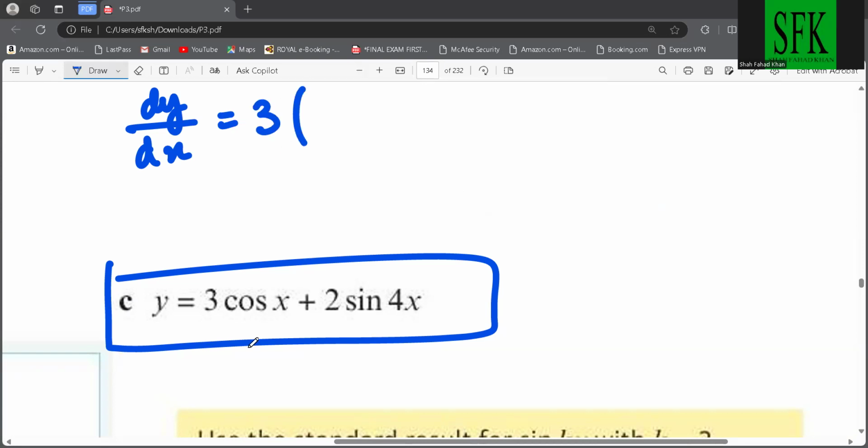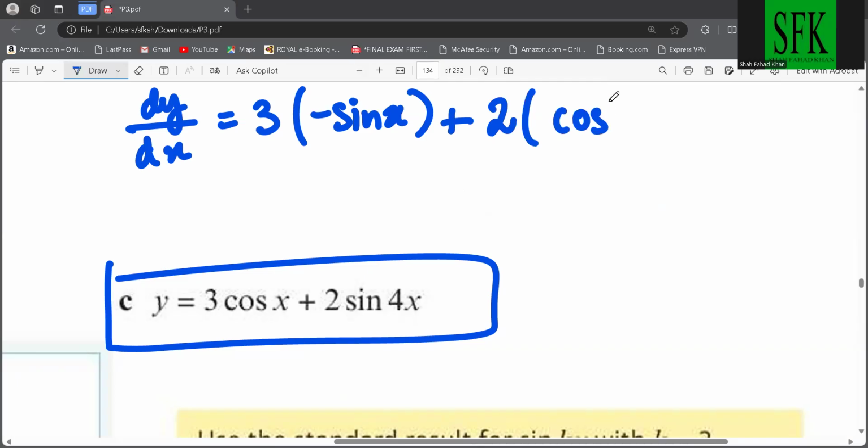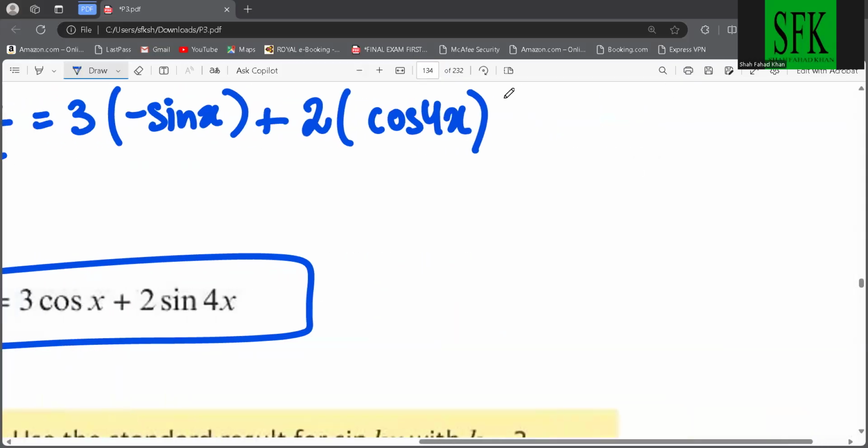But at the same time, what to do with the cos? So cos x, the differential of cos is negative sine x, right? Then added, then what about the 2? Whenever it's being multiplied with a trigonometric function, you don't have to worry about it, just copy it as it is. Now, what about the sine 4x? The differential of sine 4x is going to be cos 4x, not just cos x, cos 4x. And then you also have to multiply it with the differential of whatever is inside. So the differential of 4x is going to be just 4.